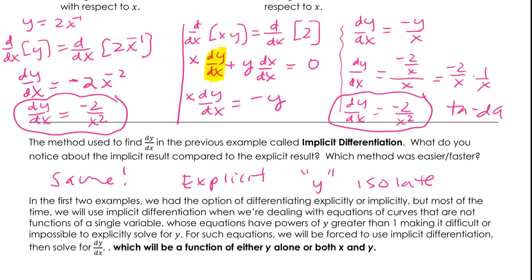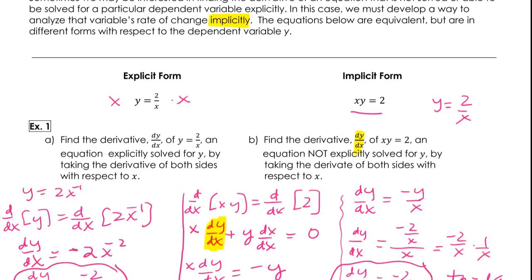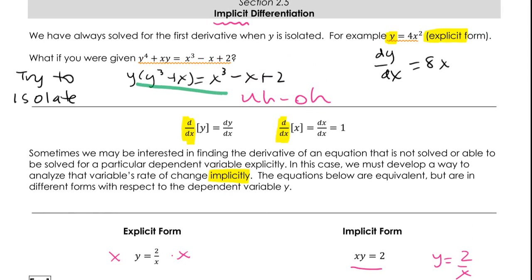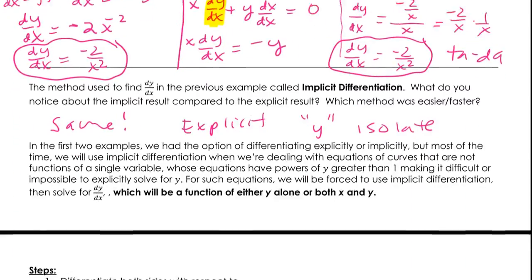Okay, so what you're going to do is if you can isolate y and it's not messy, let's always do that. That's what we're used to. Let's try using explicit. We saw up above here though, right? What if we have this crazy thing here? We don't have the option of isolating y, and then we're forced to use implicit.